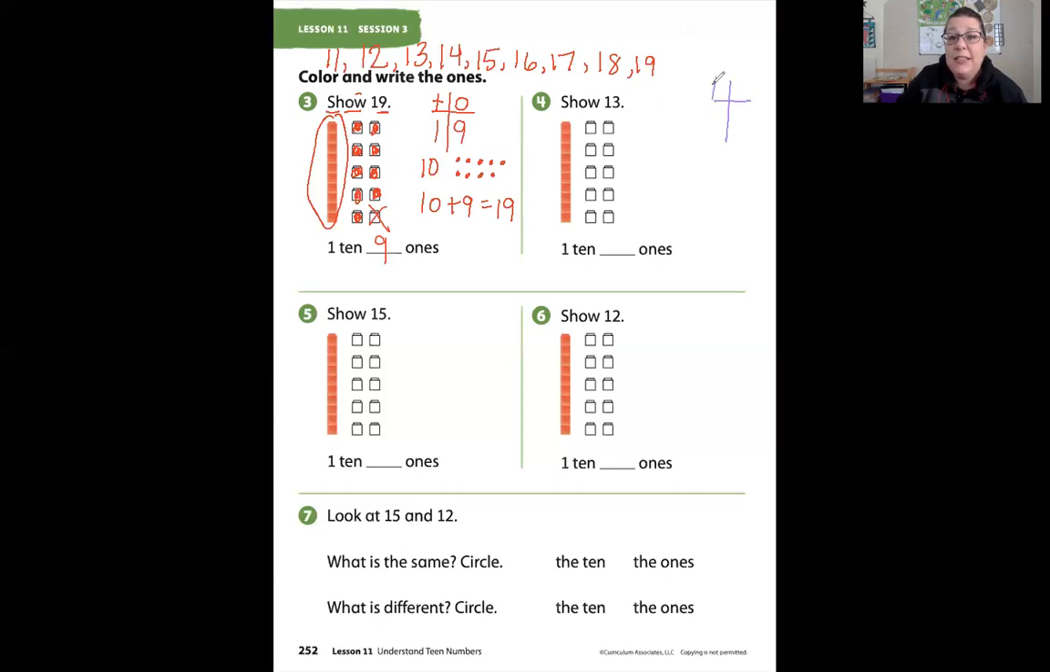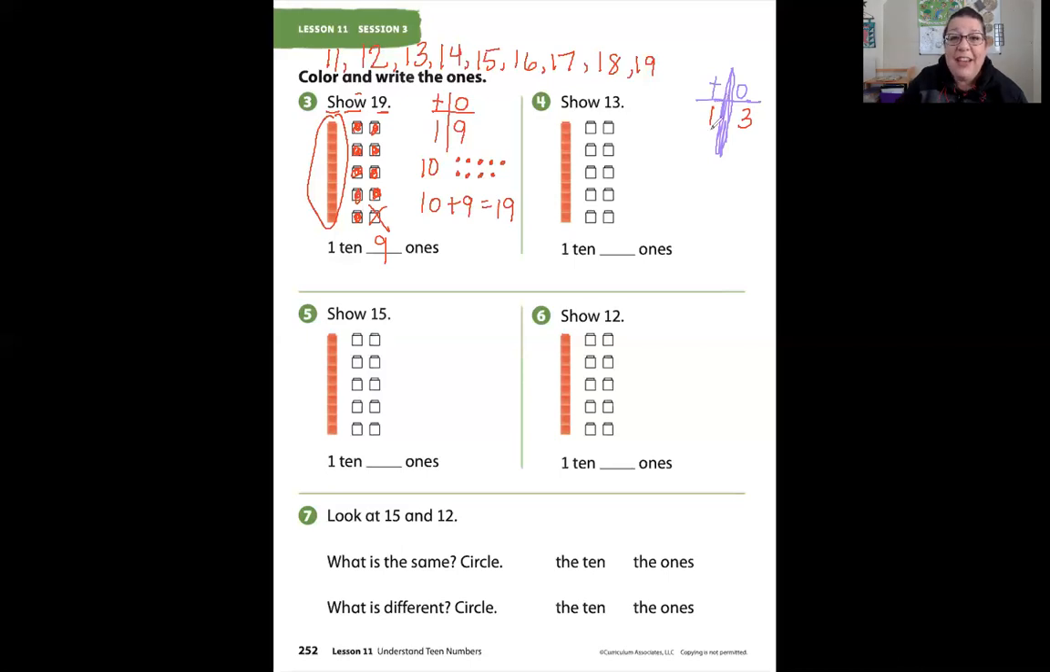First you make a T, then you make an O. 2 is written with a T and then an O. So we have our T chart and our number is 13. What is the value of that 1 right there?